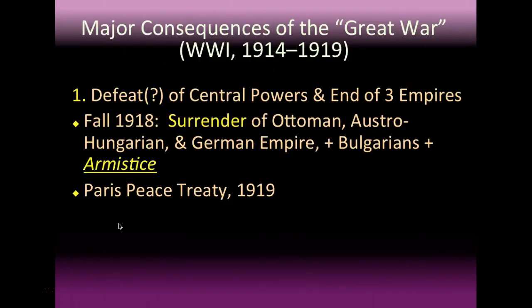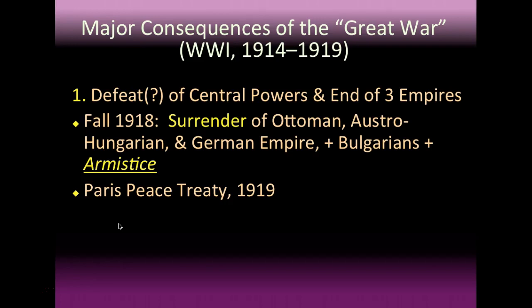Okay, so major consequences of the Great War. So we've talked about all the major causes, and now we're going to talk about the consequences, the ending. What happened after World War I ended? Well, one, it ends in a defeat of the Central Powers, and I put a question mark next to the defeat because there was sort of a surrender of those three major empires, the Ottoman Empire, the Austro-Hungarian Empire, and the German Empire, plus their allies, the Bulgarians.